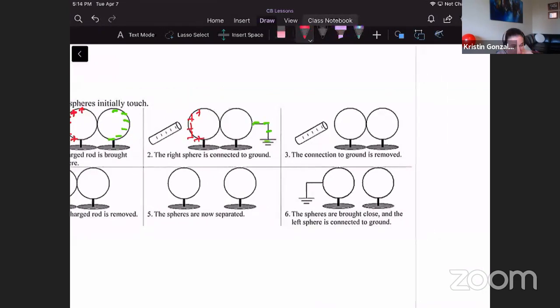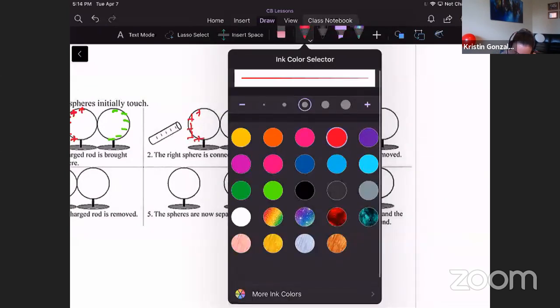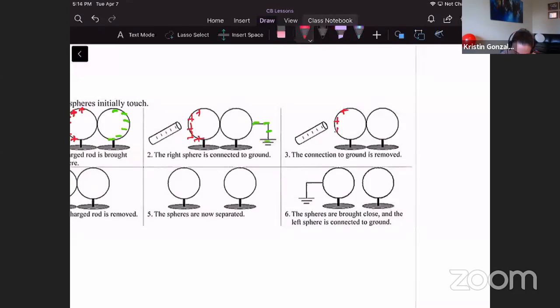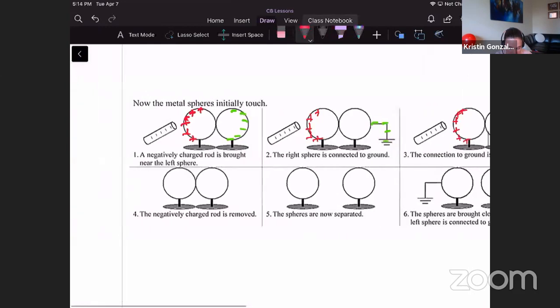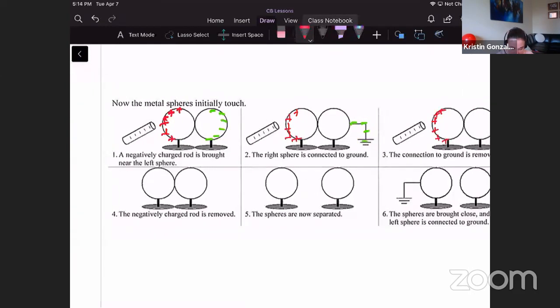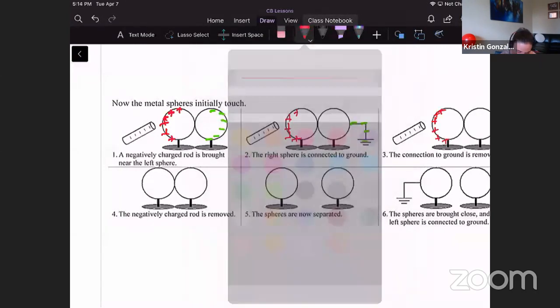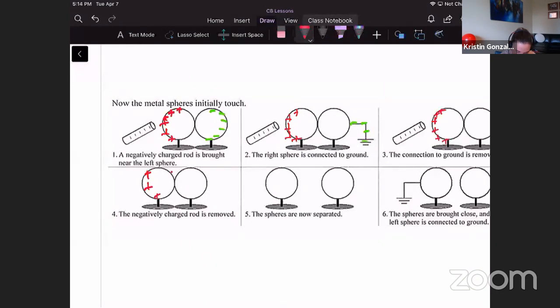Okay, so we remove that ground away, and we're left with all of those positive charges close here. And then if we take that negatively charged rod away, then those positive charges are going to spread out equally. And we separate them, they spread out on the surface.